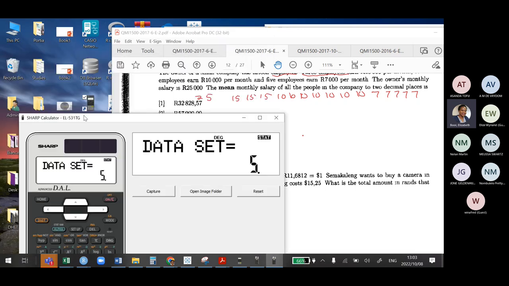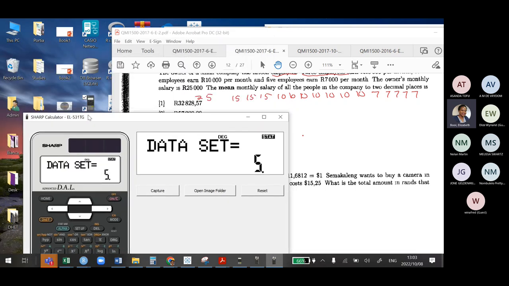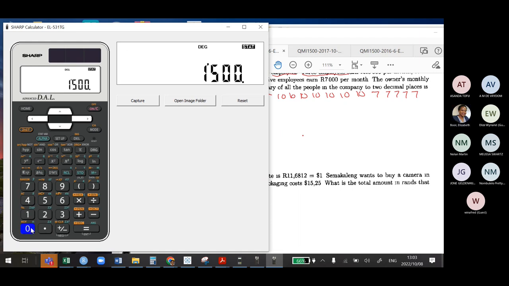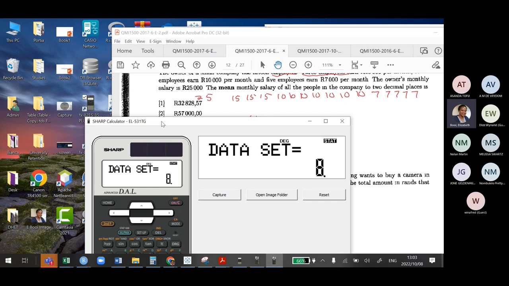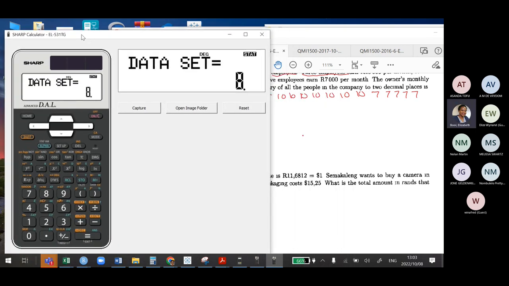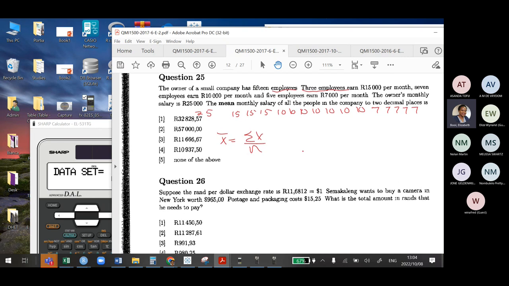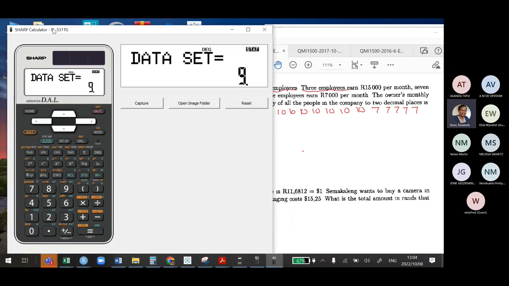Now, when it comes to the 10,000, it's going to be a little bit difficult because there are so many of them. I'll capture the 15,000 first. There are three of them, which makes it easy for me to count. 15,000 M plus, 15,000 M plus, and 15,000 M plus. And I can also capture the last one, which is 25,000, M plus. Now, because I know that there are 15, when I get to 14, I will know that I need to just capture one last 10,000.